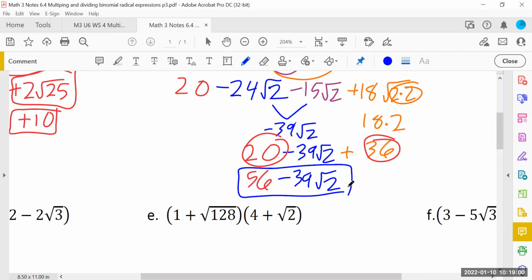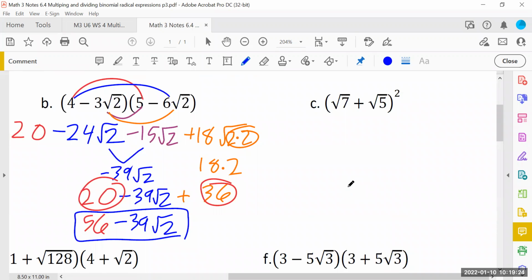There is my answer. We're still doing okay? Yes. So the 56 was the 20 plus the 36, the two whole numbers combined. Are you good with where the 20 and the 36 came from? Okay, so yeah, just add them together. Let's do one more and then let's do some of the homework.